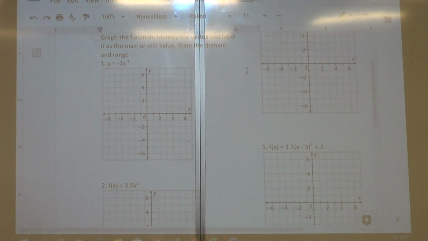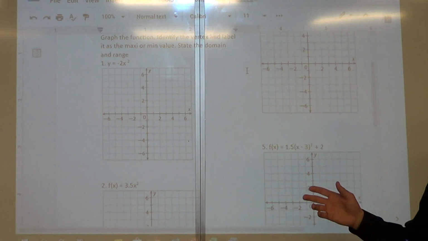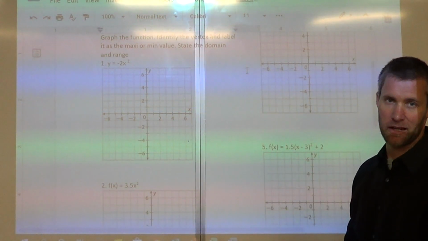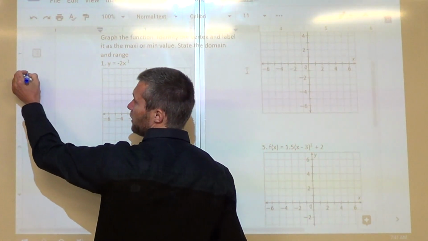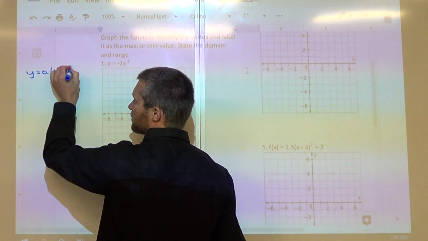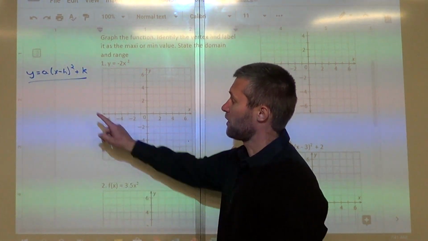Morning, students. Just wanted to review real quickly. So we went through the first way. We showed you, make a table of values, and then I showed you by translating it. I just want to point out that equation: y is equal to a times x minus h squared plus k. So we're going to use this equation to graph our vertex.